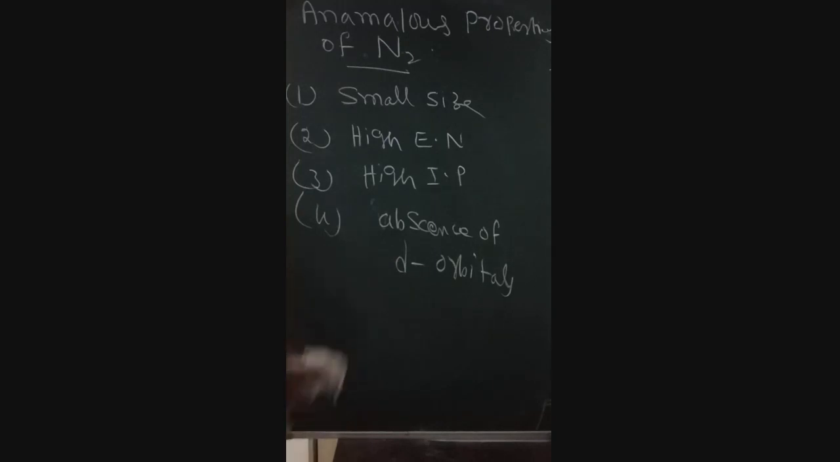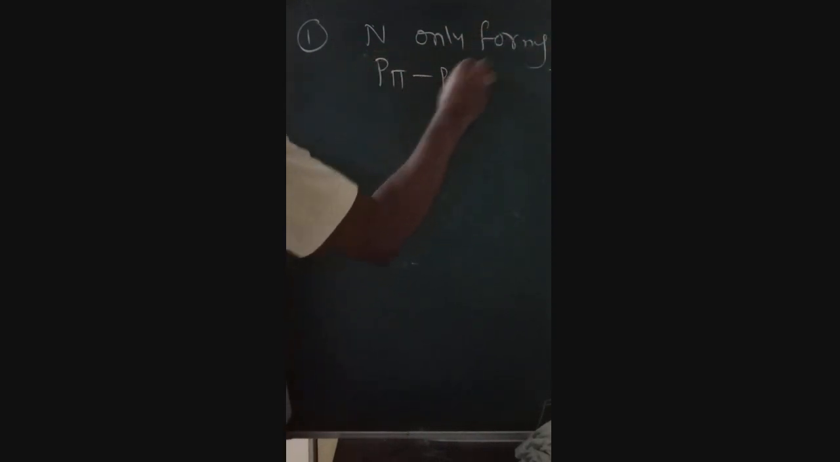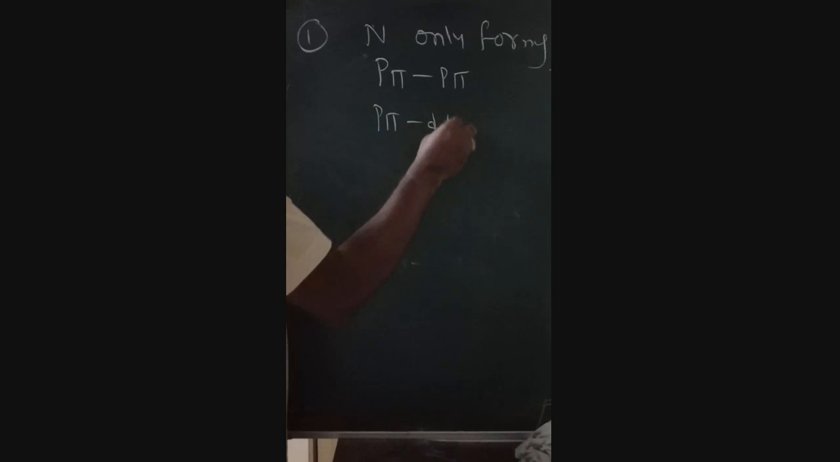But what are the anomalous properties of nitrogen? I will give you some examples. The main important one is that nitrogen only forms p-pi p-pi multiple bonds. But it cannot form p-pi d-pi multiple bonds.